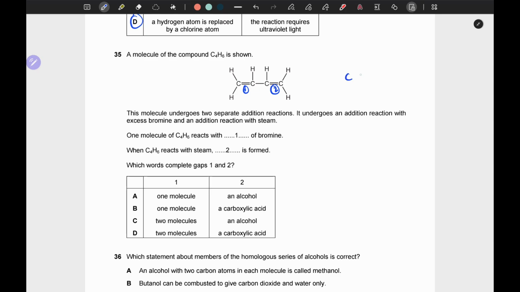So look, normally if we had ethene, in the one double bond that we have, one bromine molecule would have reacted and it would form something like this.